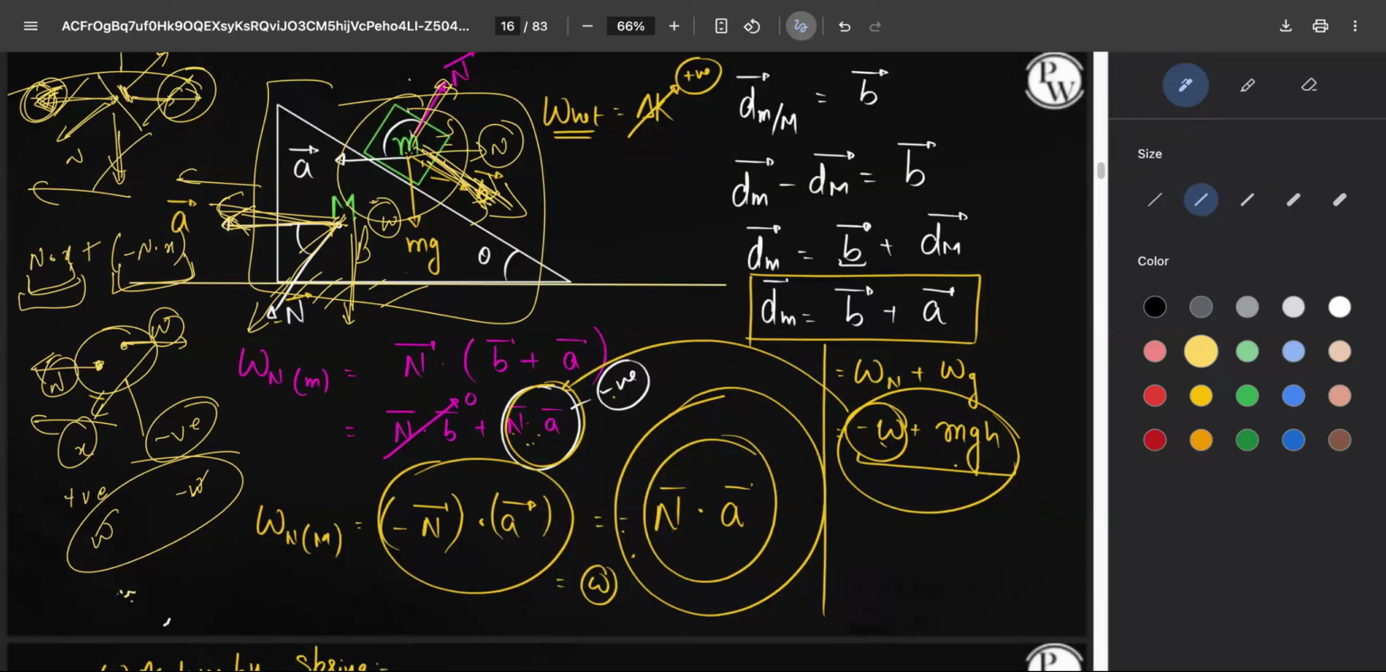So at the end of the day, whatever the work you are going to do, that will result in some change in kinetic energy. Understood that point? Yes, sir. Okay.